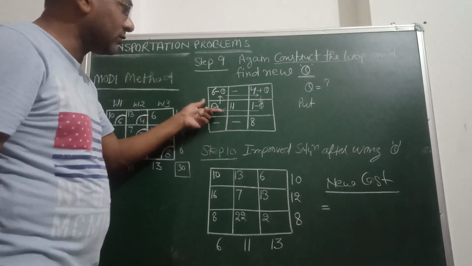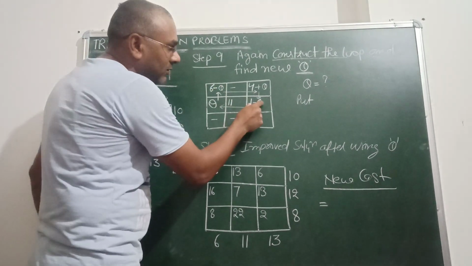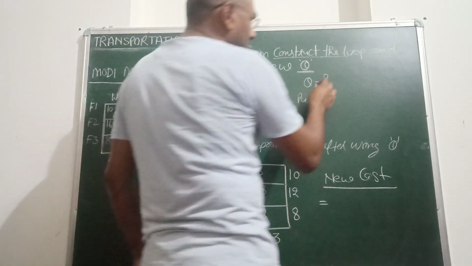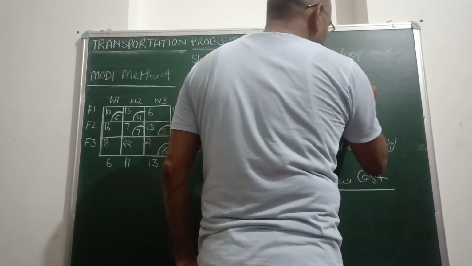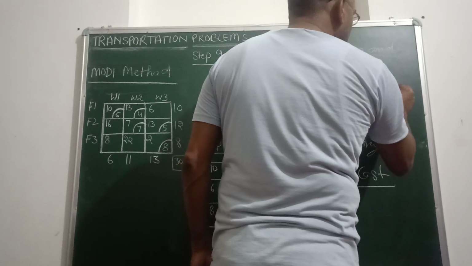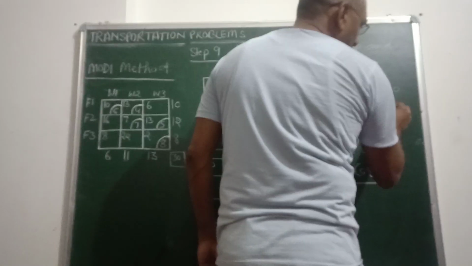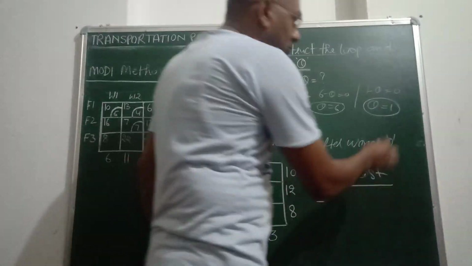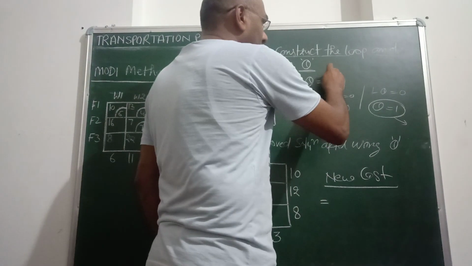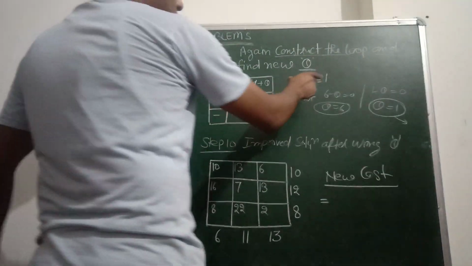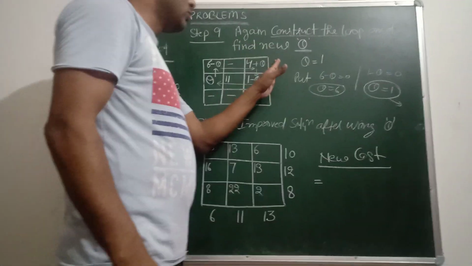To find the value of theta, put 6 minus theta equal to 0 or 1 minus theta equal to 0. This gives theta equal to 6, and this gives theta equal to 1. As per the rule, you have to choose the minimum value. So the new value for theta is 1. If you use the new value of theta, then you have to change the allocations again.